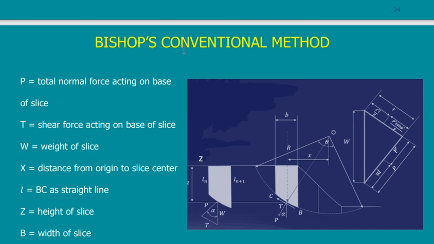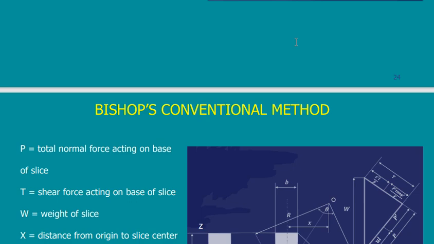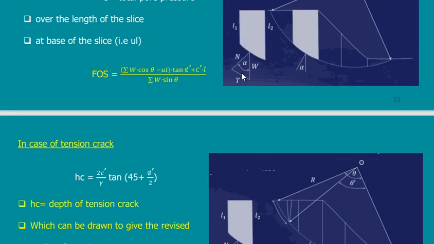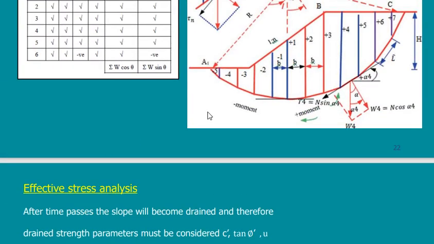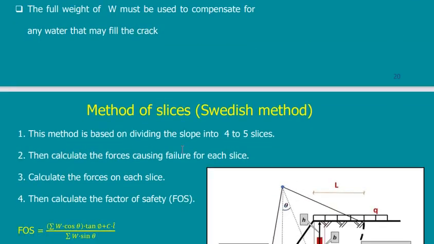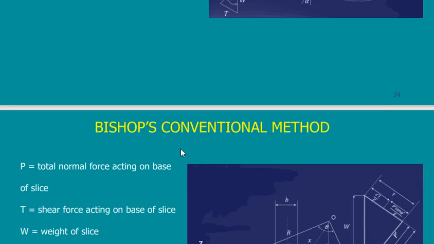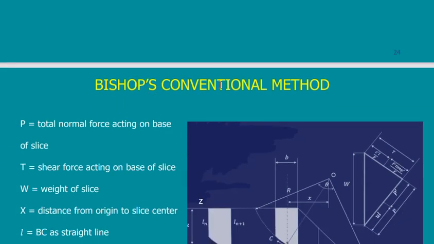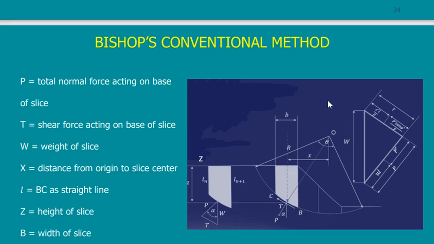But there are many other methods, but from these other methods we have something called Bishop's conventional method. By the way, the previous method was presented by Fellenius, so sometimes we call it Fellenius method, or we call it the method of slices. But the other method is called Bishop method. But take care that Bishop presented two methods. So it is Bishop's conventional method, the normal method of Bishop.